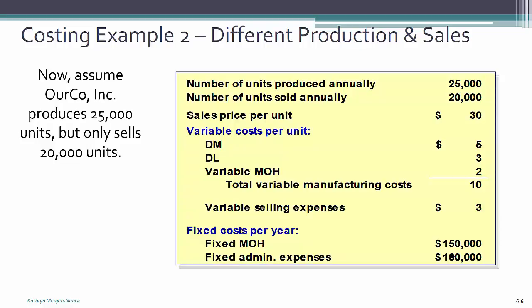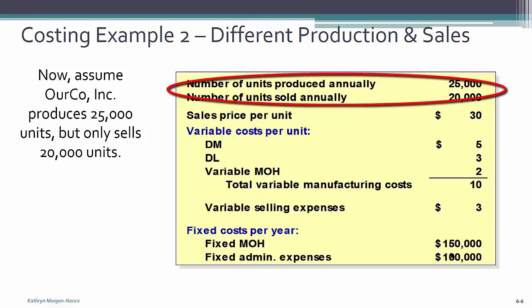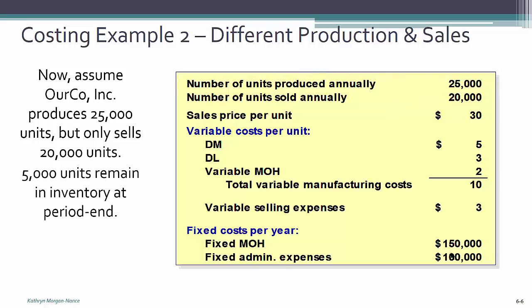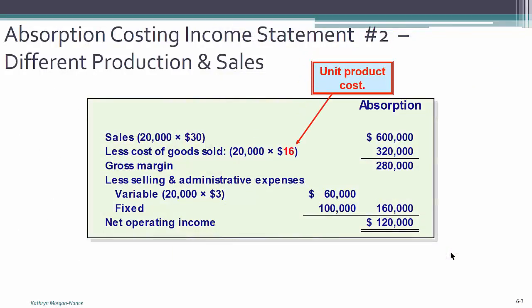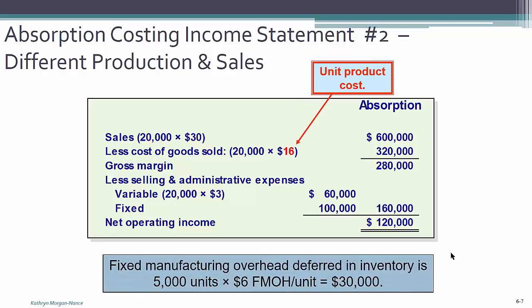Now let's change the facts and see what happens to our income statement. Assume ARCO produces 25,000 units but sells only 20,000 units. Assuming there is no beginning inventory, 5,000 units will remain in ending inventory at the end of the period. We shall see that all the cost per unit calculations are the same as the example that we just looked at. In this example, ARCO sold only 20,000 of the 25,000 units produced, leaving 5,000 in ending inventory.